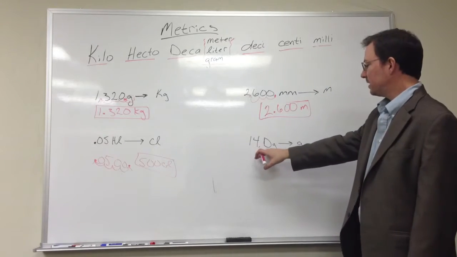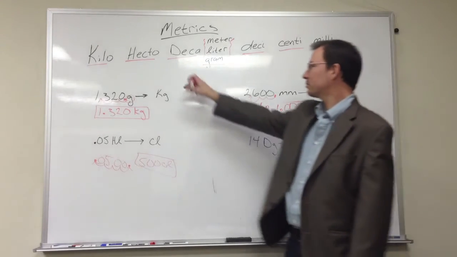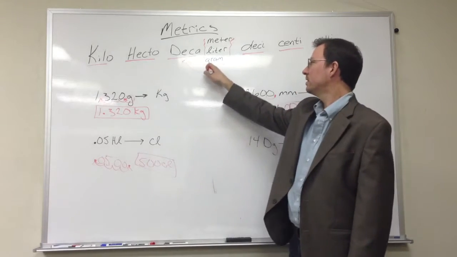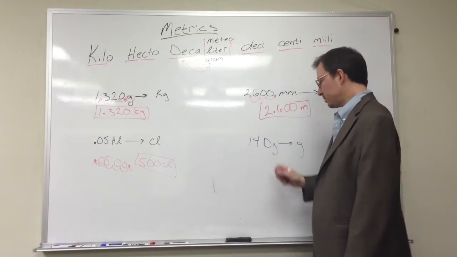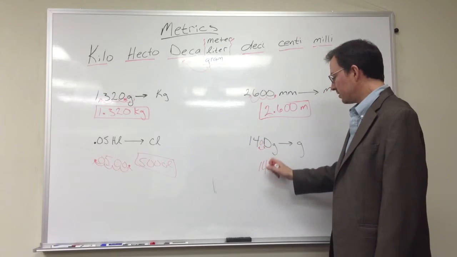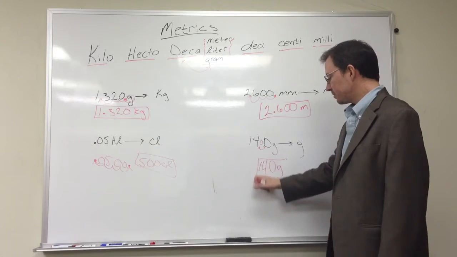So here we've got 14 decagrams, which is here, and we're going to grams. Well, this is just 1. So it's real easy. 1 that way. So we start with a decimal here. Just move it 1. And the answer would be 140 grams.